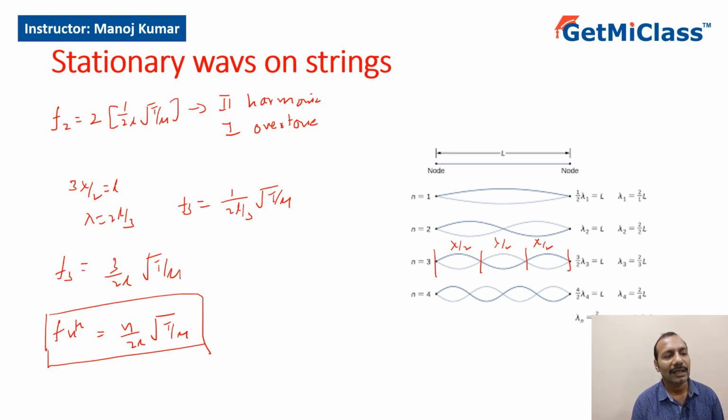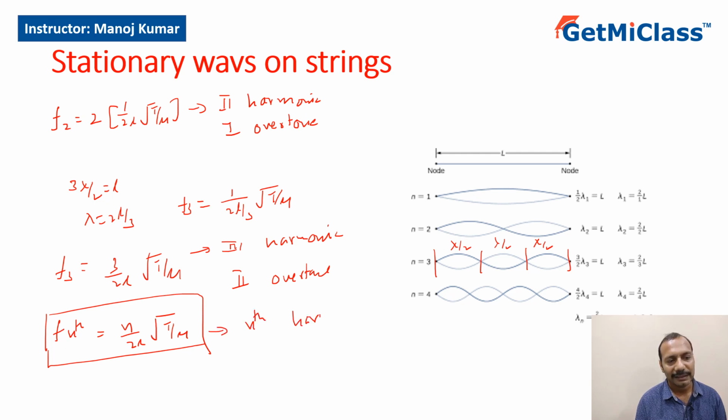So now again, the name given to this one is called third harmonic or second overtone. Similarly, this one is called nth harmonic, or n minus 1th overtone.